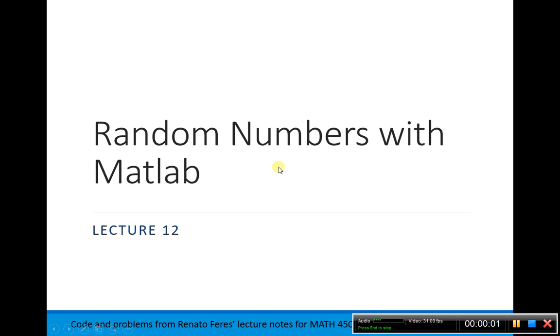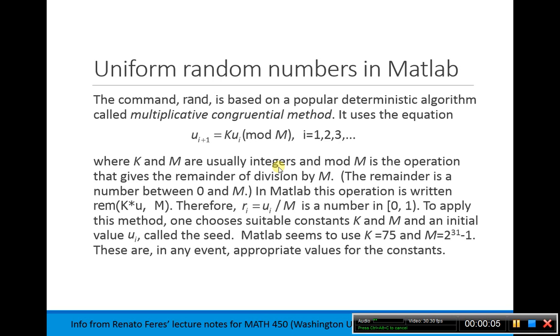This is lecture 12. We're going to talk about generating random numbers using MATLAB. MATLAB uses this algorithm given here, u sub i plus 1 equals k u sub i mod m, in order to generate random numbers from a uniform distribution. You do not have to know exactly how this works. I just wanted to give you this formula so you see that there is some method behind the command when you put it into MATLAB.